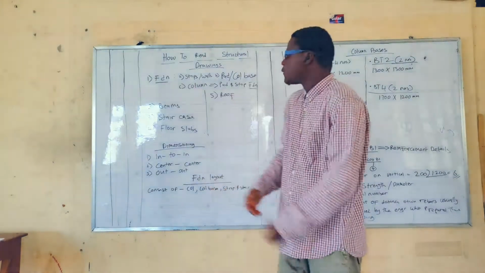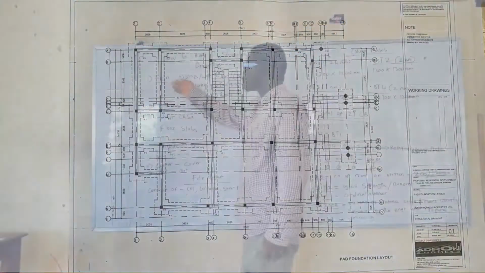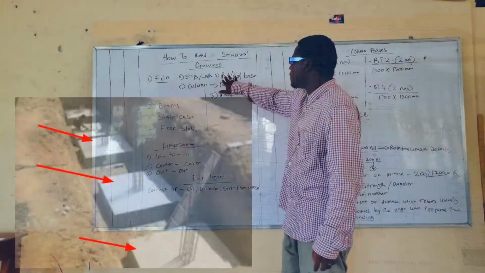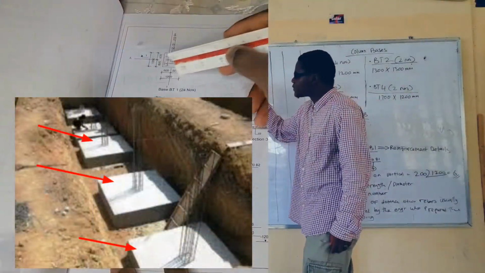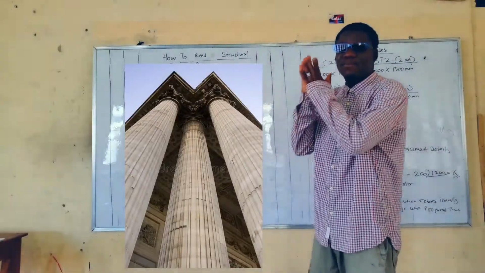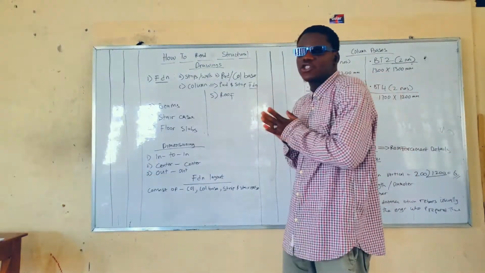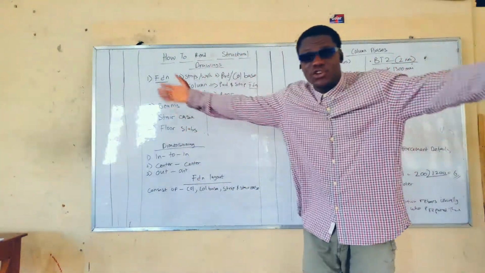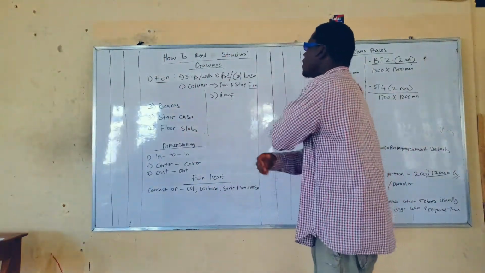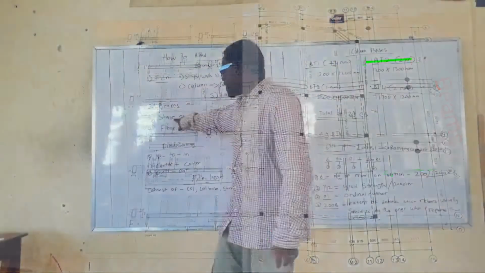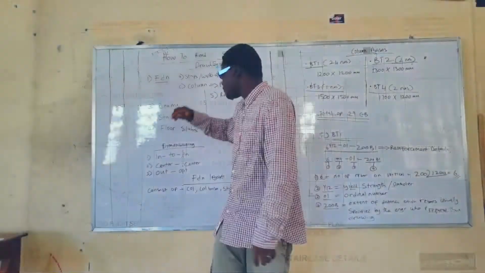The foundation. A foundation generally consists of the strip or walls, the pad or column bases, and the columns themselves. This is specifically for pad and strip foundation, which would be the kind of foundation that we're using for our drawing today. That's number one, the foundation. Number two is the beams. Number three, staircase. Number four, floor slab.